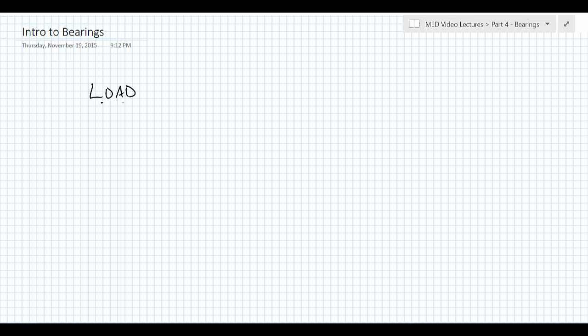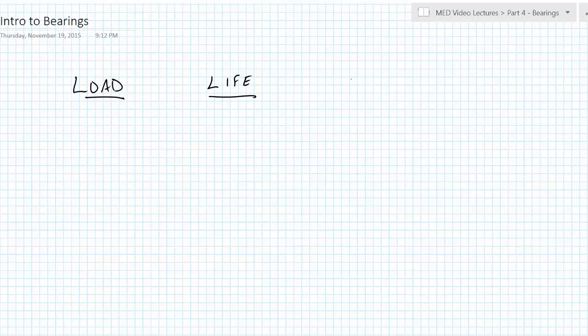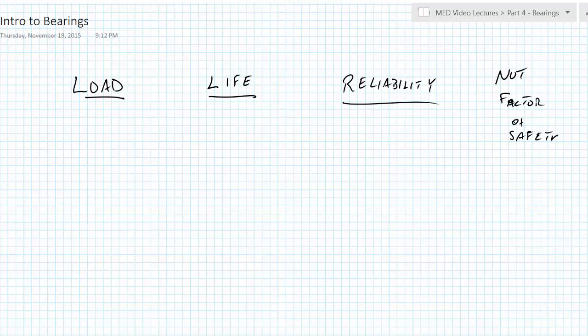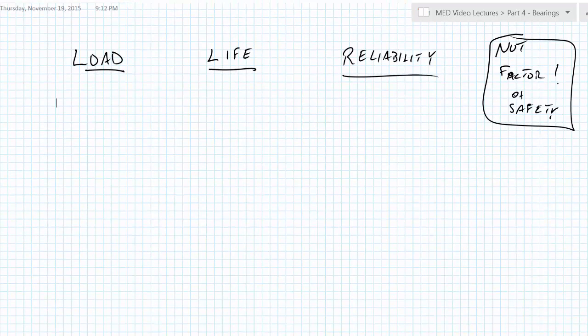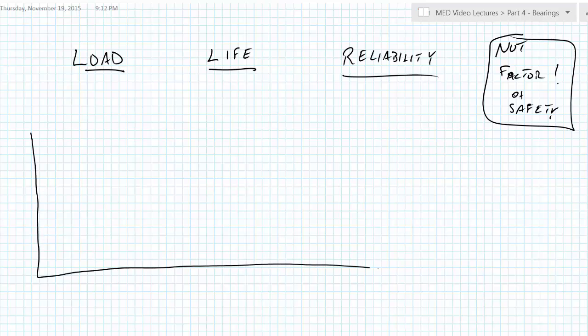So we're going to look at the load, the life, and the reliability. All of these three things, the load, life, and reliability, work together to figure out what it is that we are looking for. We are not going to be calculating a factor of safety. When we discuss bearings, what we're going to be looking at is, for a particular type of bearing, how many failures do we expect to see over a given time period based on a particular load.